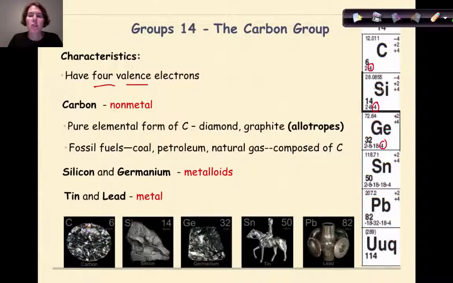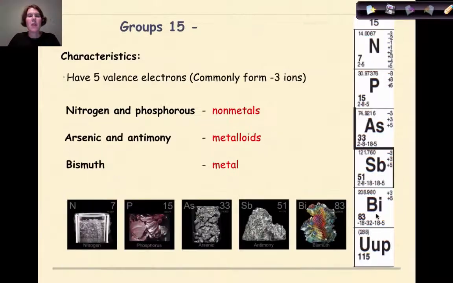So if we look at this trend going down the group one more time, we have carbon, which is our nonmetal, silicon and germanium, which are our metalloids, and tin and lead, which are our metals. Then we have group 15, which is the nitrogen group. The characteristic of group 15 is that they will all have 5 valence electrons and commonly will gain 3 electrons to get a full octet in their outermost valence shell.